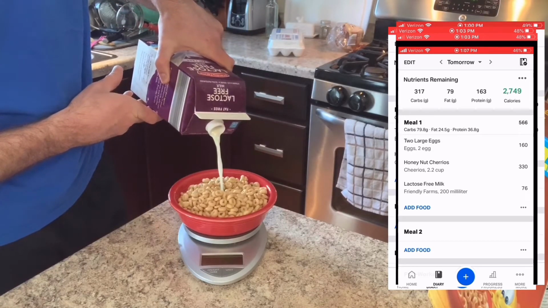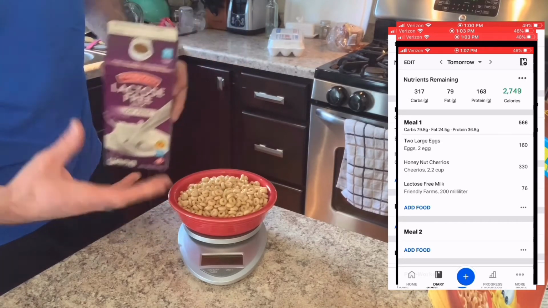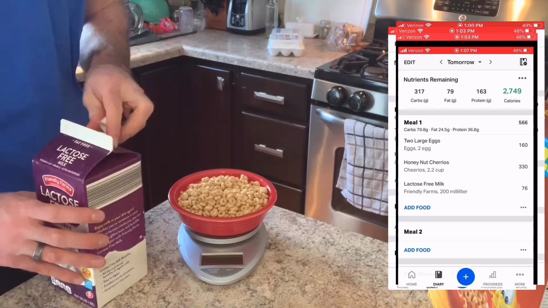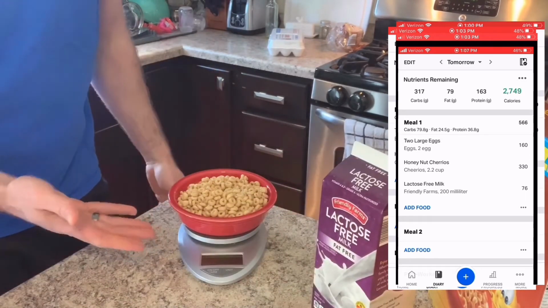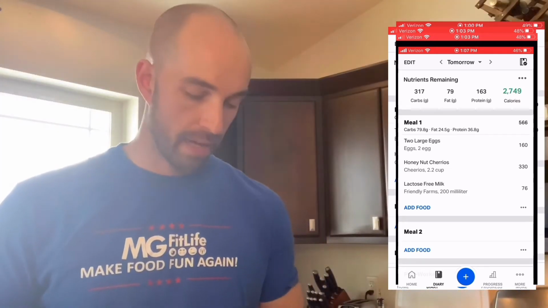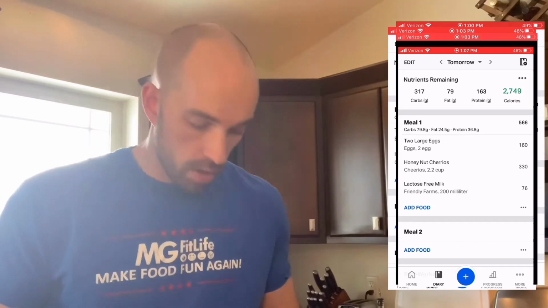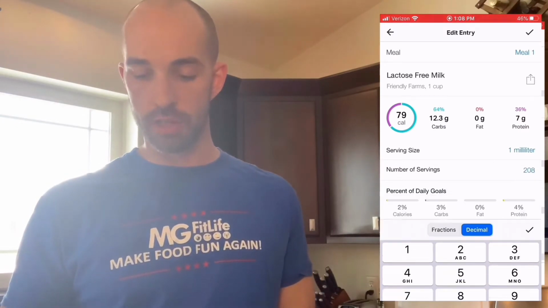Keep going. 208. Shoot, am I gonna go in and remove 8 milliliters of milk there? No, we're not gonna remove 8 milliliters of milk because, oh shoot, I went over 200. We just go back and adjust. So I go back in, boom, switch it to 208. And that really doesn't make a big difference in this case, but you can do the same thing.